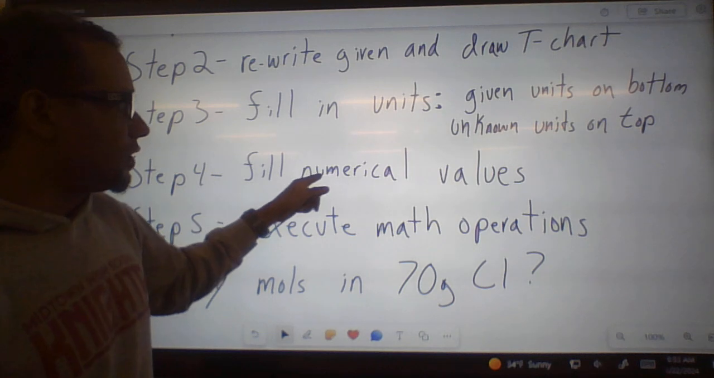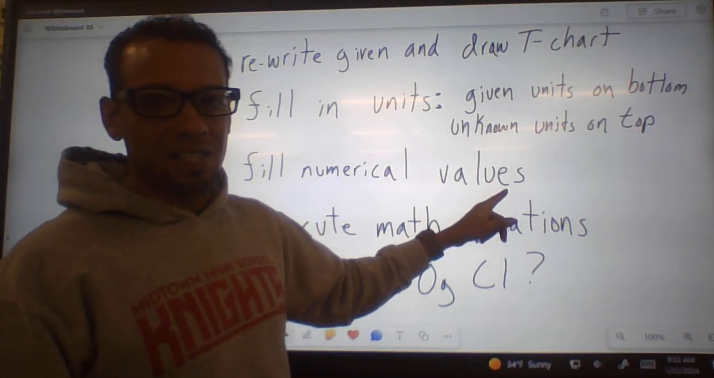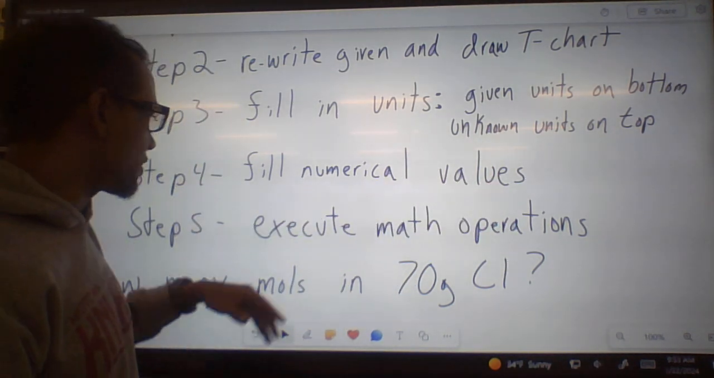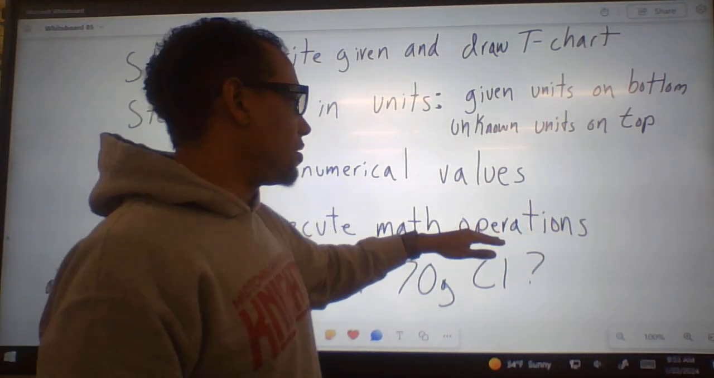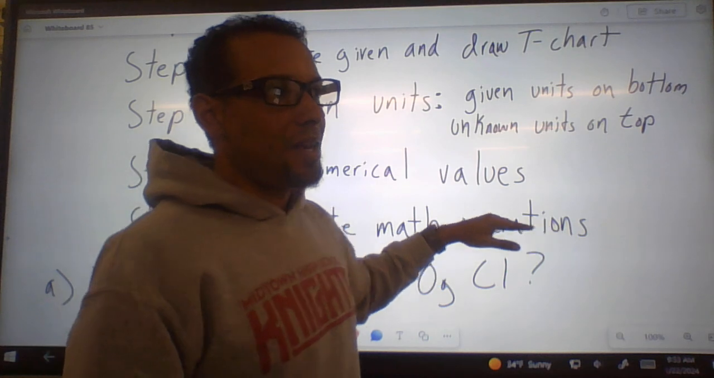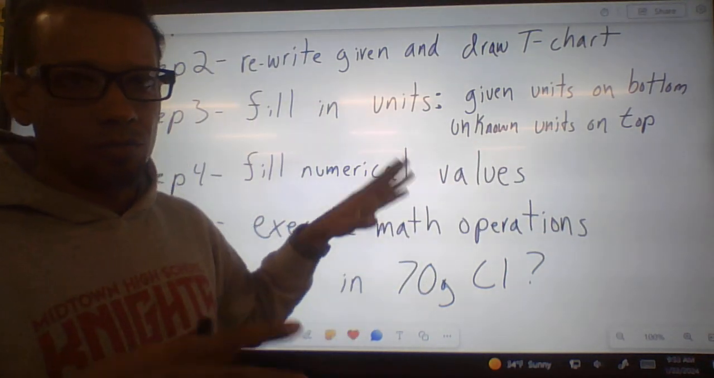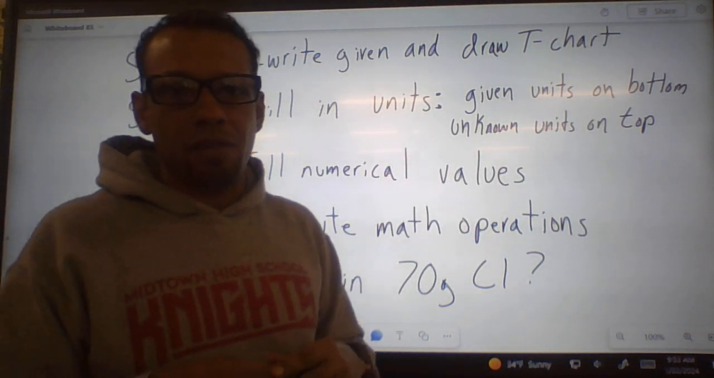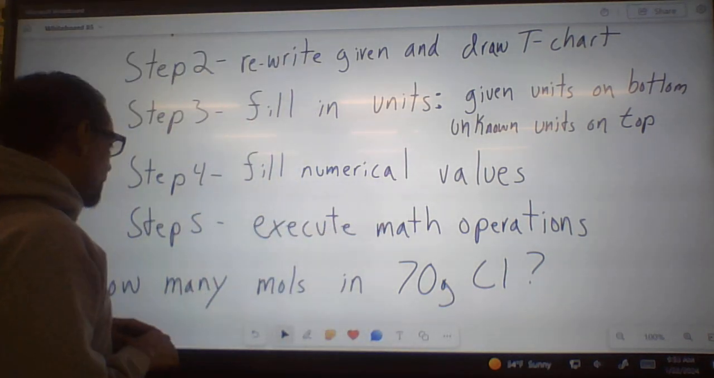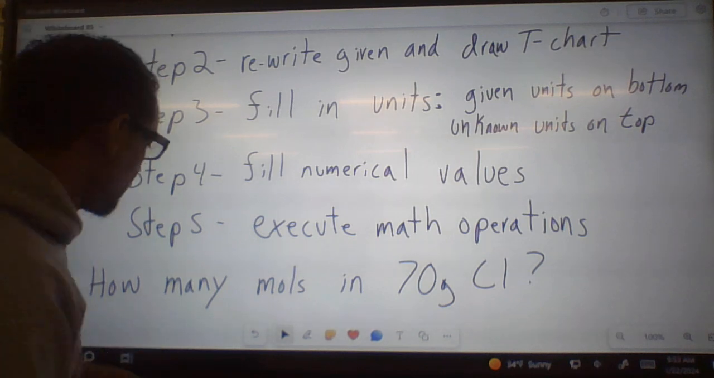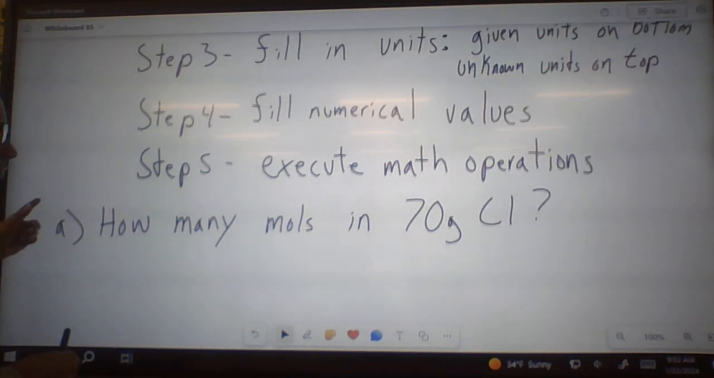All right, step four, fill in numerical values. Again, that's matching. That's not chemistry. That's not science. Step number five, execute math operations. This is probably going to be algebra, so 5th grade, 6th grade math, not high school math. Nothing difficult here. This is easy. This is too easy. All right, let's put these steps in motion. Everybody ready? Okay, let's go.